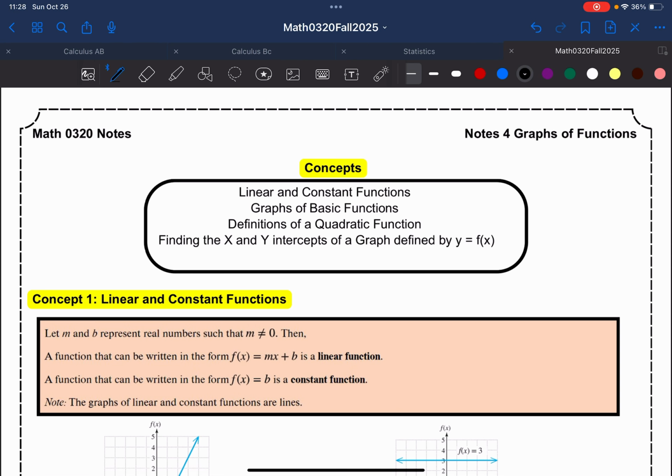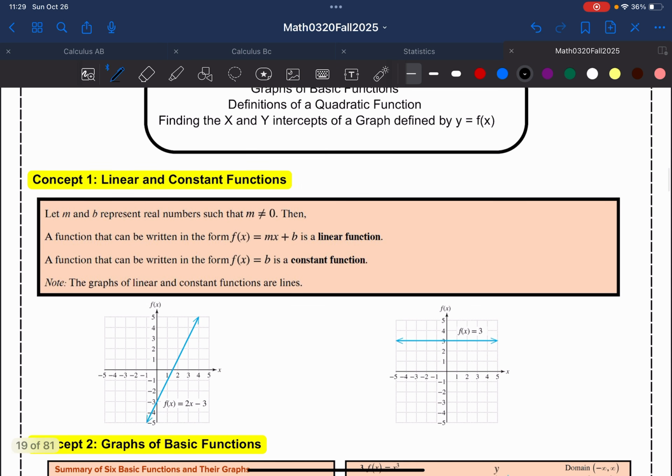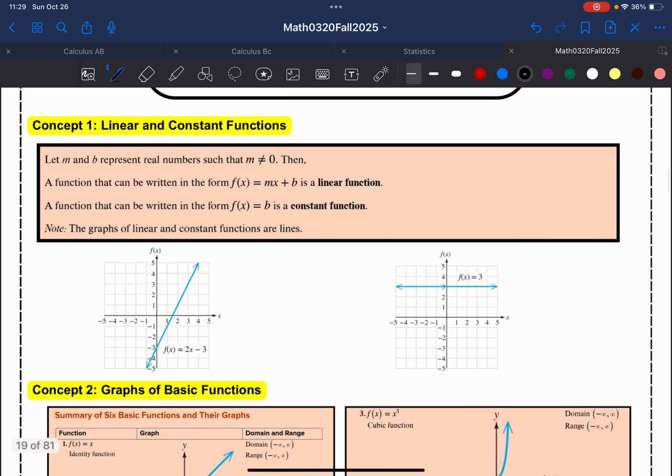Okay, this is notes 4, graphs of functions. We're going to talk about linear and constant functions, the graphs of basic functions, and definitions of quadratic functions, and then lastly talk about x and y intercepts. So concept 1, linear and constant functions.